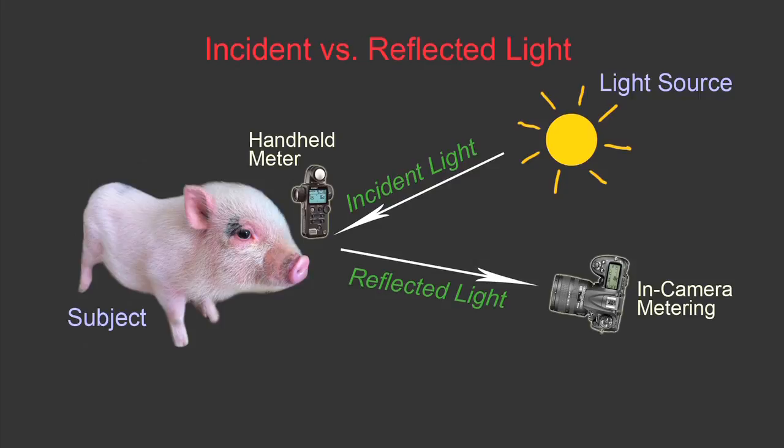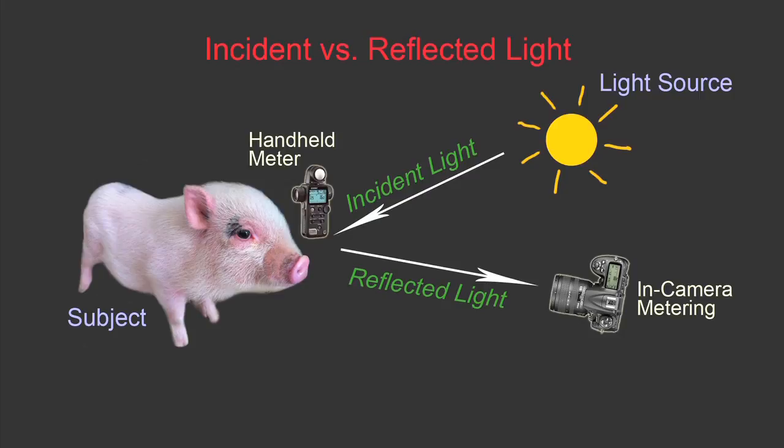As you can see in the picture, there are two types of light. One of them is incident light. It's the light which is falling on the subject. And the other one is reflected light. So this is the light which is reflected off the subject.